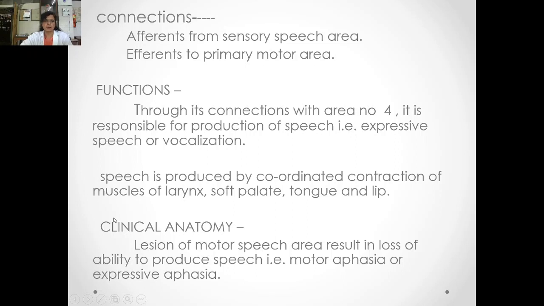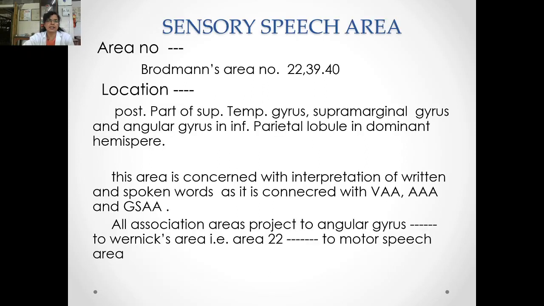Clinical anatomy of this motor speech area: lesions of the motor speech area result in the loss of ability to produce speech, that is motor aphasia or expressive aphasia. In this condition, the patient can understand written words and the meaning of spoken words, but he cannot produce speech. That is motor aphasia due to a lesion of this motor speech area, area numbers 44 and 45. And this is about the motor speech area.